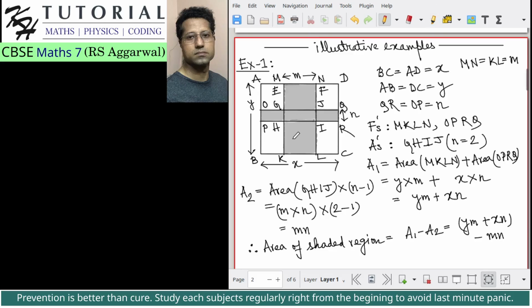If from the given dimensions, that is y, x, m, and n, you can find the area of the shaded region by dividing it into rectangles and squares so that they do not have any overlapping regions, please do let me know in the comment section. I will highly appreciate that.